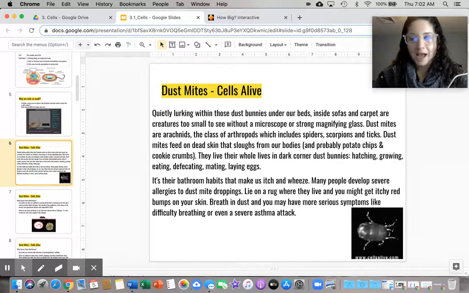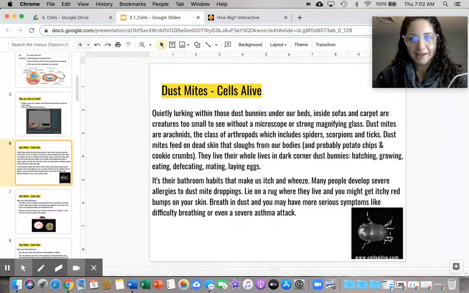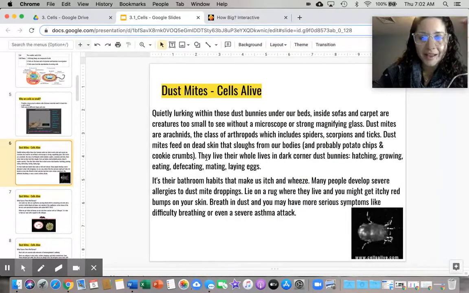It says dust mites feed on dead skin cells that slough from our bodies, and probably potato chips and cookie crumbs too. I mean, I know my stepsons, they leave crumbs everywhere. Dog tries to lick it up all the time, but if the dog doesn't get it, the dust mites will. They live their whole lives in dark cornered dust bunnies, hatching, growing, eating, defecating, which is pooping, mating, and laying eggs. So they're constantly going. They're everywhere, even though you can't see them. Absolutely disgusting, but really cool at the same time.